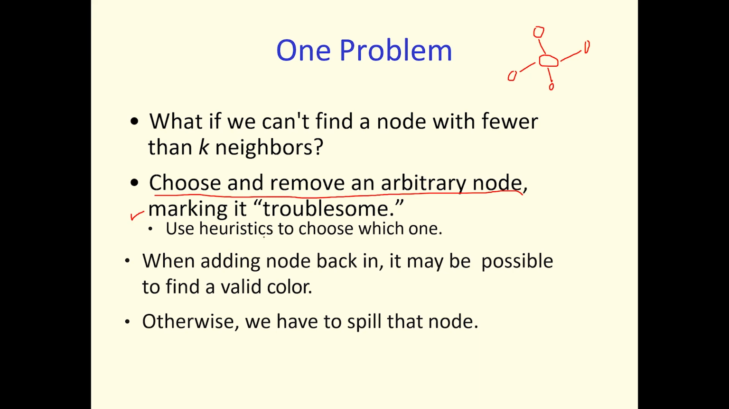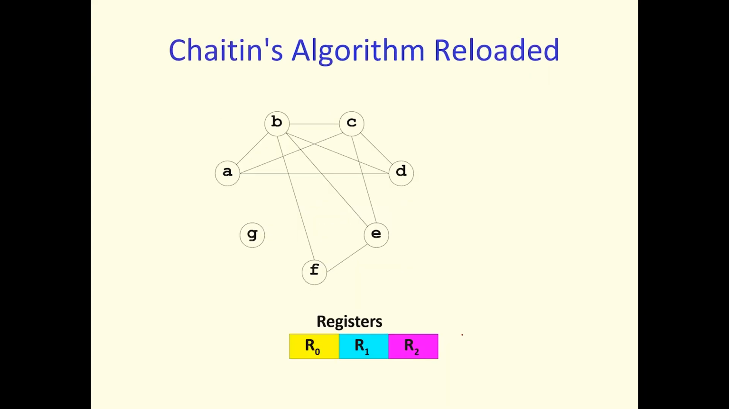So when adding back, if you can find a color, you are lucky, then give it a color. Otherwise, you have really reached a pathological case, and then you have to spill that node. This is what Chaitin's algorithm will do if it cannot find a color for the node, which means you have to spill that register. All those details I have not included here, but we'll just go through this added complexity.